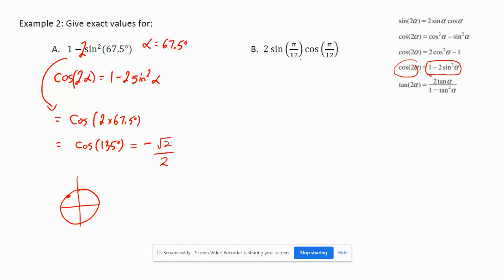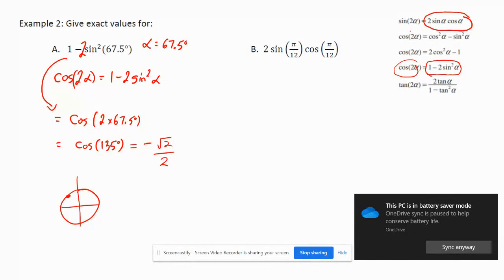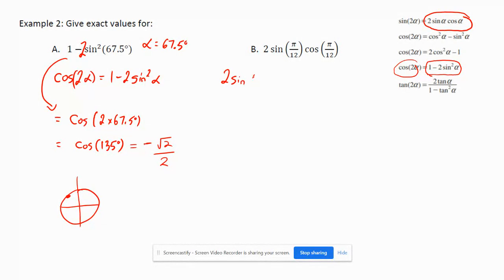example B. For example B, we have 2 sine pi over 12 times cos pi over 12. If we look at this, it is almost exactly the same as this identity over here. This is what we call a double angle identity for sine. So 2 sine alpha cos alpha equals sine of 2 alpha.